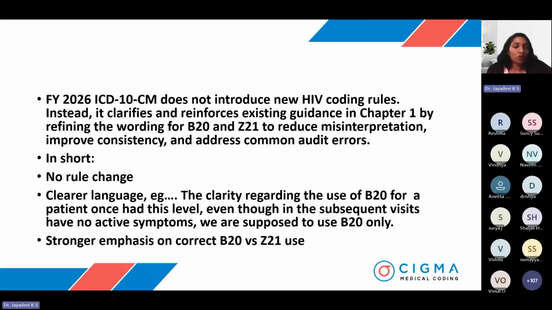Now, the fiscal year 2026 ICD 10 CM does not introduce any new HIV coding rule. Of course, you know the rules regarding B20 and Z21 usage, but more clarity has been brought in. There is no rule change. The clear language specifies that if a patient once had B20, even though in subsequent visits they have no active symptoms, they are supposed to use B20 only.